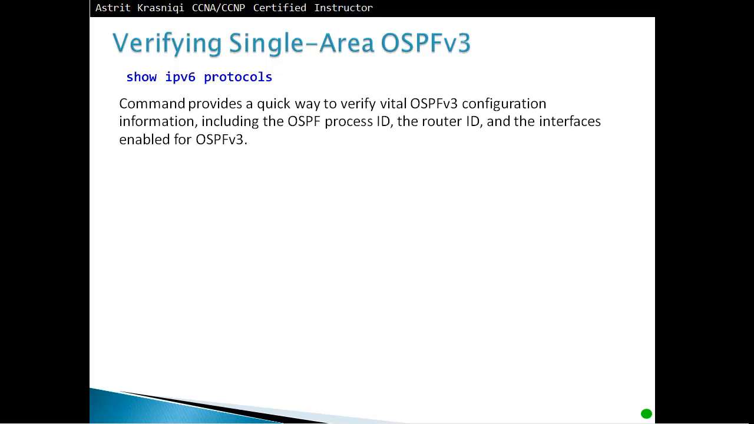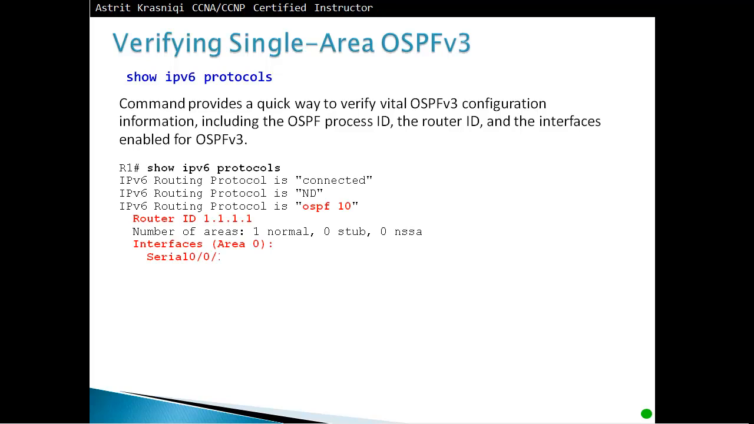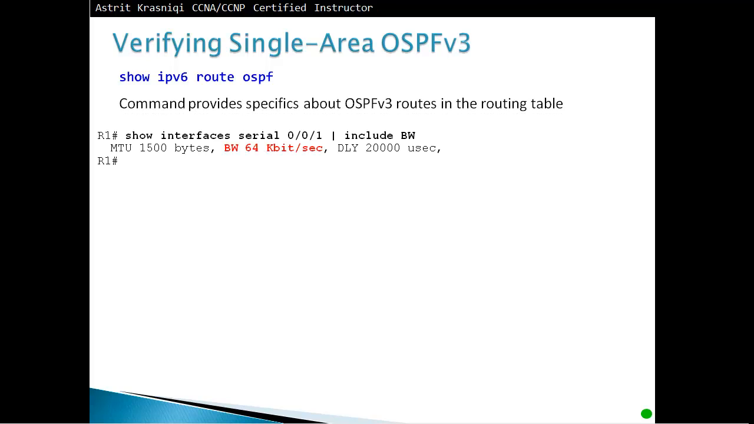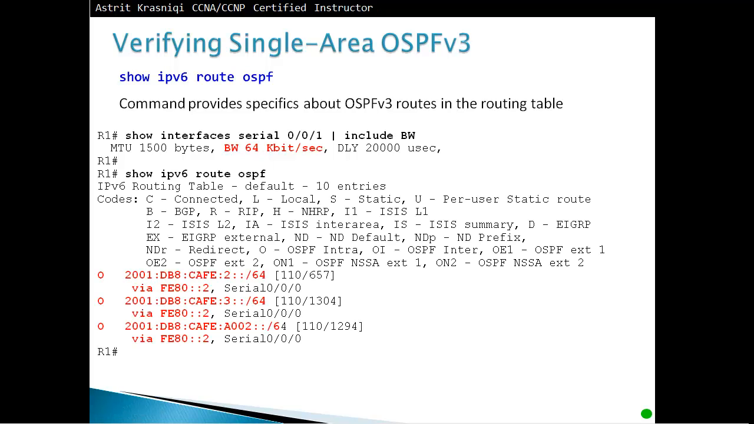Show IPv6 protocol command provides a quick way to verify vital OSPF configuration. For example, we see what the router ID is, what interfaces are enabled for OSPF, and what the process ID is. The show IPv6 route ospf command provides specifics about OSPF routes. Okay, this is not the display. Show interface serial 0/0/0, we can see here the bandwidth. The routing table will be different. Yeah, there we come. Show IPv6 route ospf.